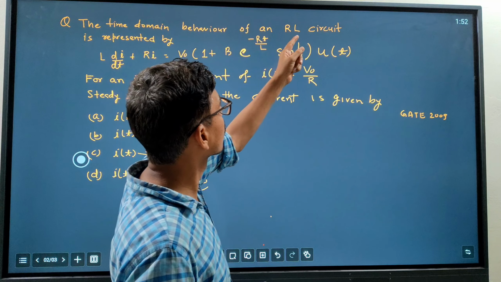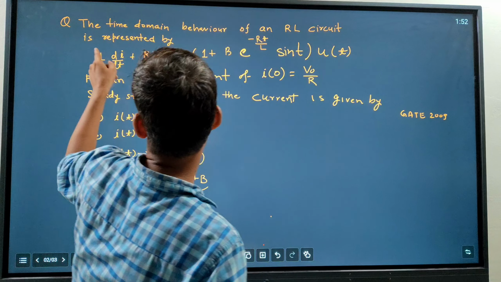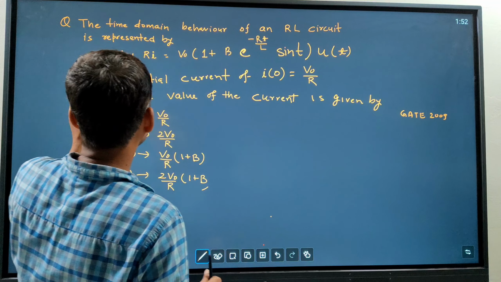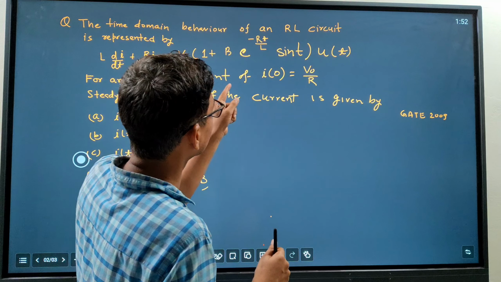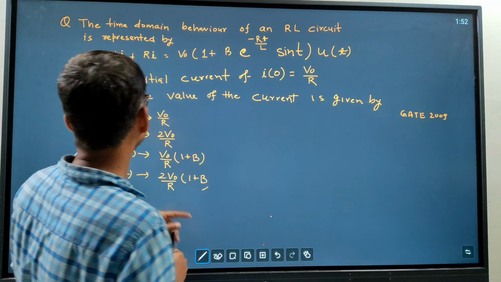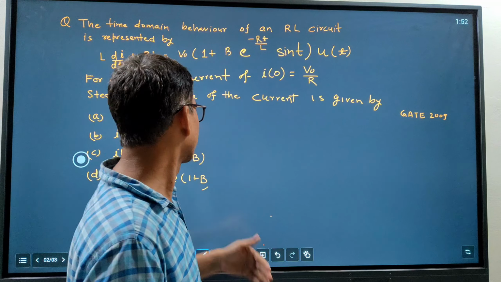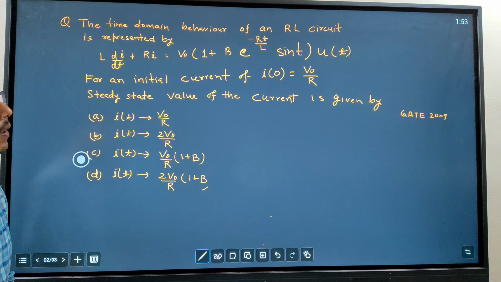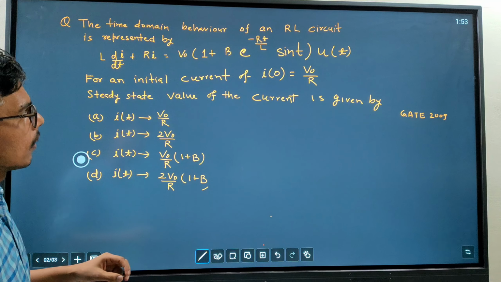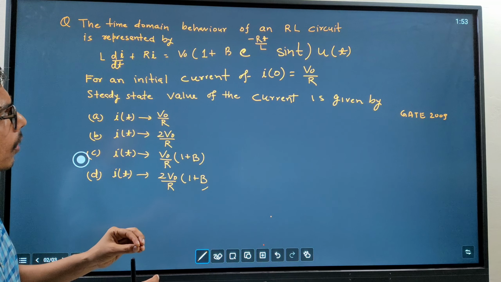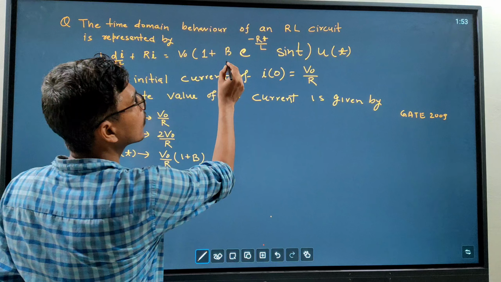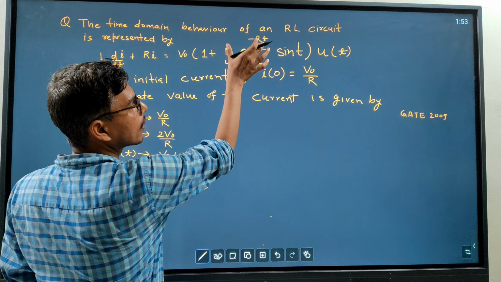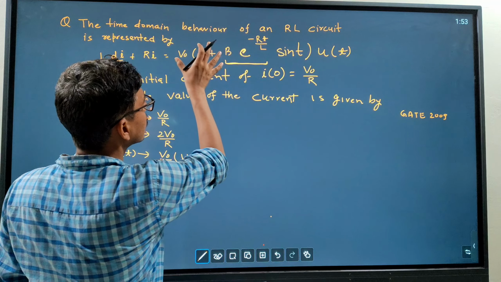The time domain behavior of an RL circuit is represented by this equation, and then they have given an initial current I0 equal to V0 by R. A steady state value of the current is given by, these are the four options. What is the steady state value of the current? In this question, first I would like to draw your kind attention to this factor. Very wisely, they have introduced this factor.